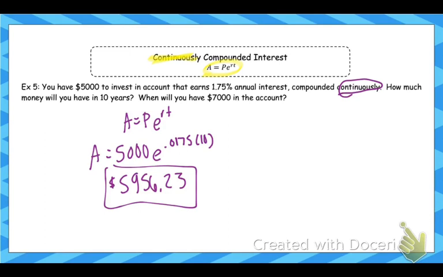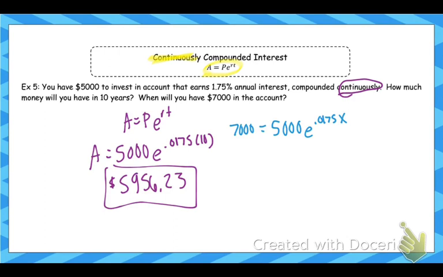All right, question 2: when will you have $7,000 in the account? So this time, I don't know x. This is going to be 5,000, that's my P. e is Euler's number e, the 2.7. r is still 0.0175, but now I don't know x. I'm sorry, guys, I don't know why I put 7,000 there. 5,000. This is 7,000. There we go. So I want to know when y is 7,000 when I'm starting with that $5,000 initial amount.